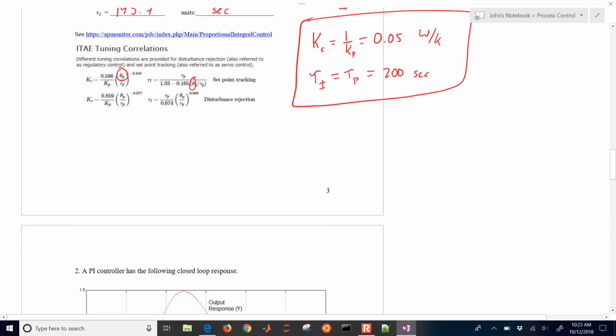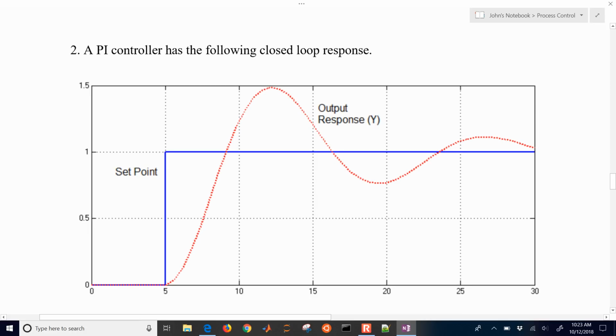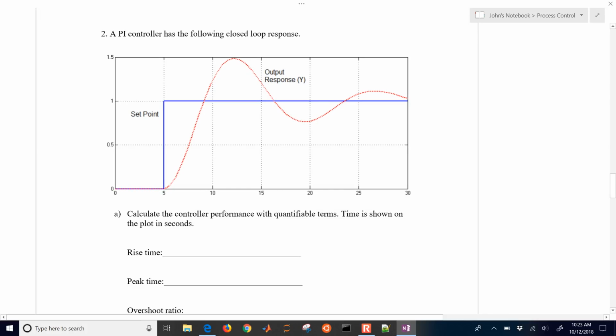Okay, let's go on down to the next one. We have a PI controller that has the following closed loop response, and we want to characterize the performance of that. We have time on the x-axis, and the response on the y-axis. We first want to talk about some quantifiable performance measures of an underdamped system. This is one that has oscillations.